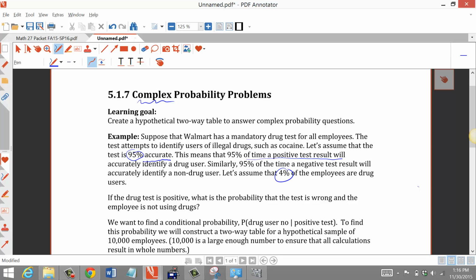Okay, so let's assume that 4% of the employees are drug users. Okay, so the test is 95% accurate, and let's assume that 4% of the employees are drug users. What we're going to do is we're going to answer this question right here. If the drug test is positive, what is the probability that the test is wrong and the employee is not using drugs? That is sort of like, suppose you were drug tested at Walmart. You want to be able to figure out, well, what are the odds that I'm actually being falsely accused?